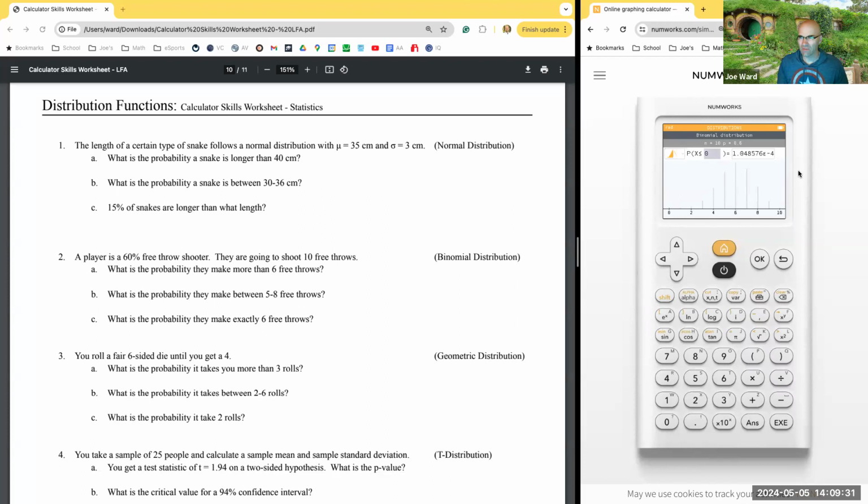And you can see right down here that it shows you how likely it is to get 0, 1, 2, 3, 4, 5, 6, 7, 8, 9, 10. So you can see there's really nothing at 0 or 1 because it's very unlikely that you'd make only 0 or 1 if you are supposed to make 60% of them. So what's the probability they make more than 6? So we want more than, and this is greater than or equal to. So you'd have to put greater than or equal to 7.